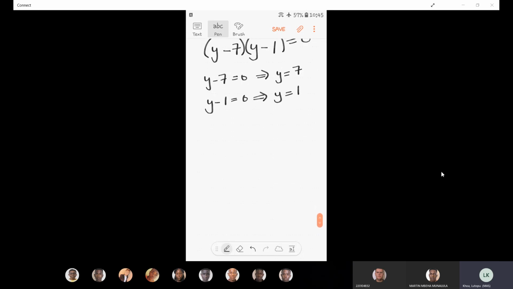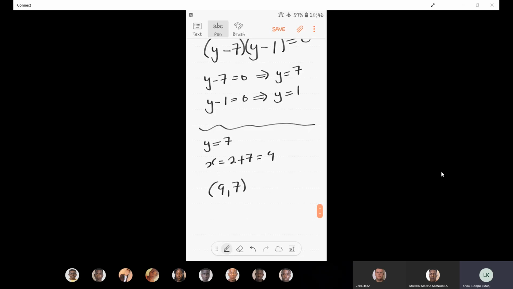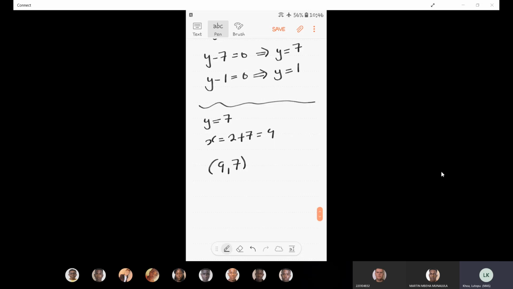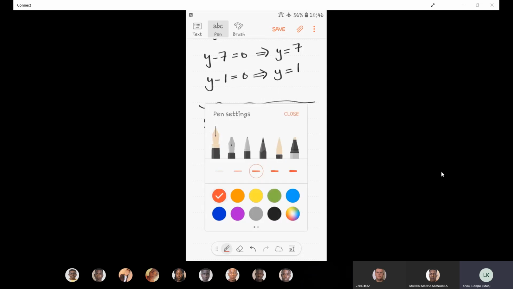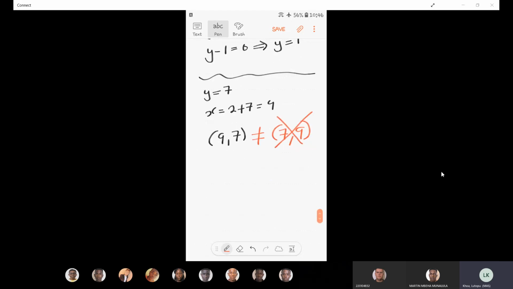Then we have to go back and solve for x. Remember, they are a pair, so when you write your solutions, I need to see a pair. So here, when y is equal to 7, we know that x is equal to 2 plus y. So this is 2 plus 7. This is equal to 9. So the first solution is 9, 7. Remember, it's x, y. X must come first. 7, 9 is not the same as 9, 7. So remember this. This is not equal to 7, 9, and this is wrong. Do not write it like that.